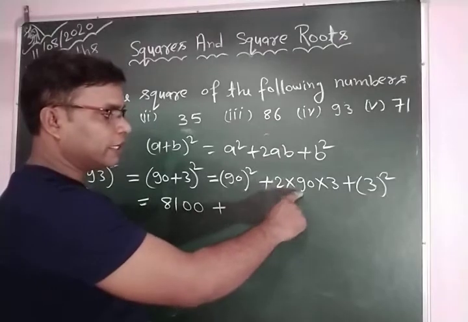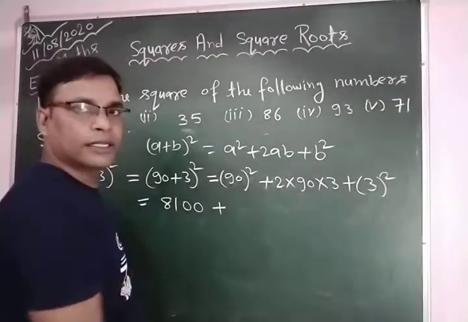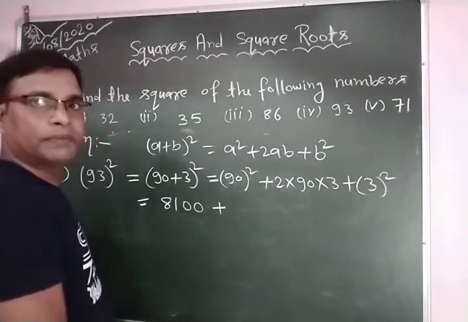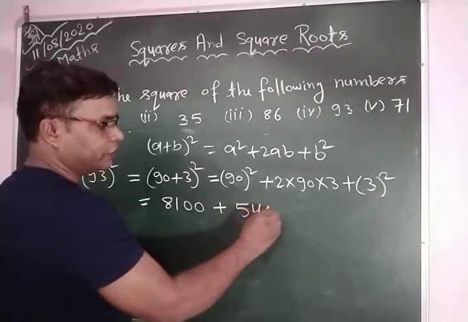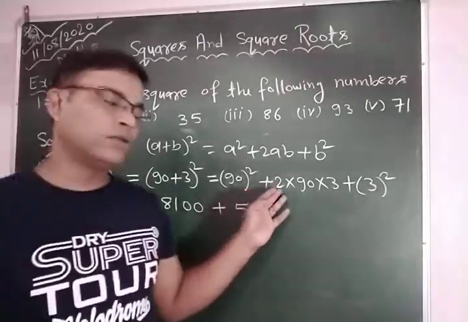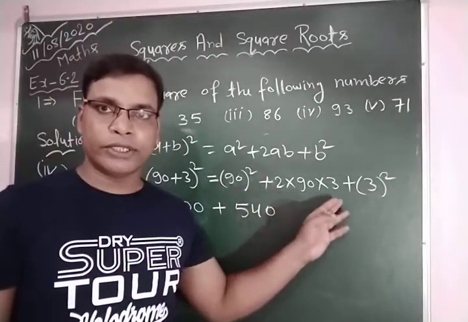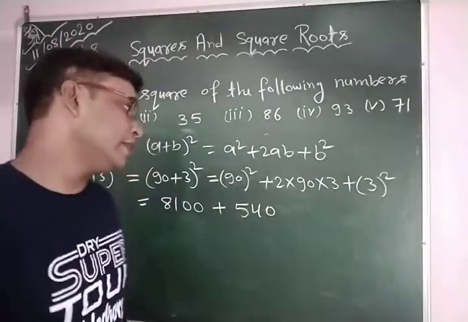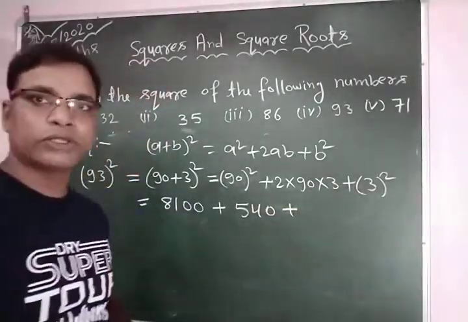So here 2 into 9 is 18, 18 times 3 is 54, and the 0 with 0, so 54 with 0. So you obtain 540. Okay, 2 into 90 is equal to 180, 180 into 3 is equal to 540. Clear? And now again, square of 3 you know very well. 3 into 3, this is equal to 9.